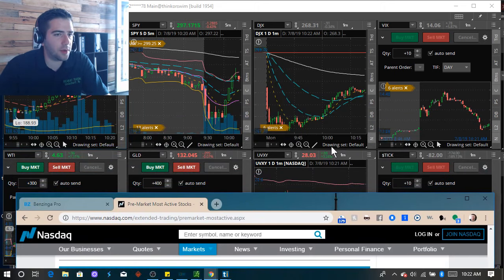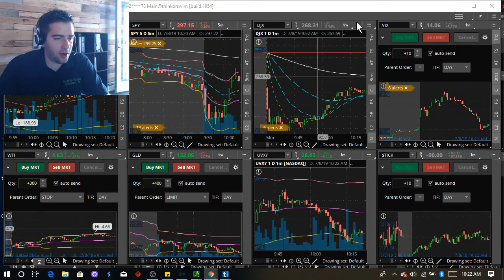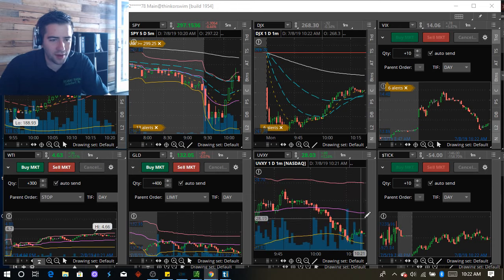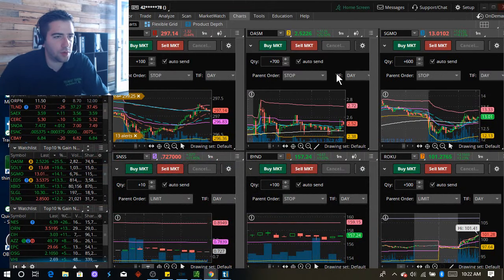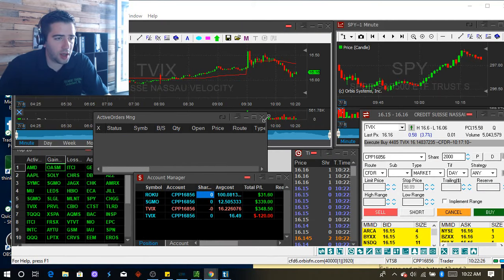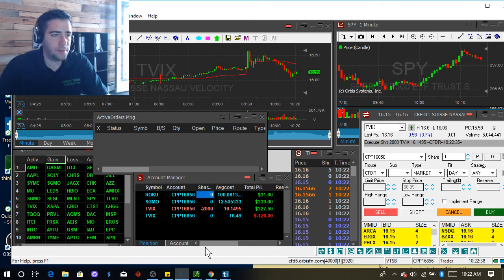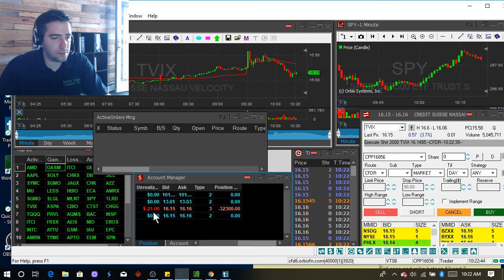All right, I knew the market was going to go back up. You see that little curvature right here, without any doubt, without any hesitation. Look at the upside down cup and handle happening in the UVXY. I am going to keep an eye on OASM, but for sure, I am going to get back in TVIX and go short 2,000 shares market right now. Down $21.